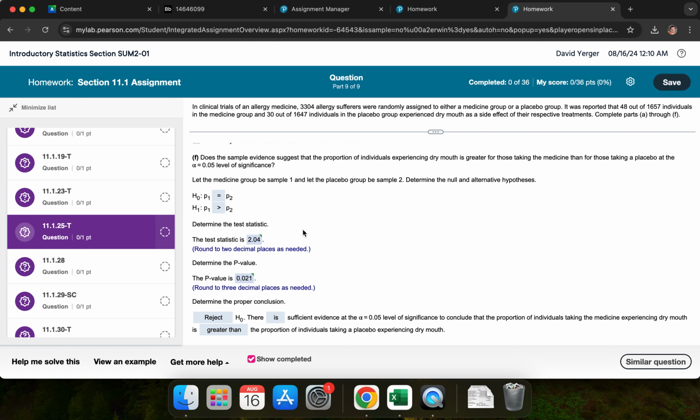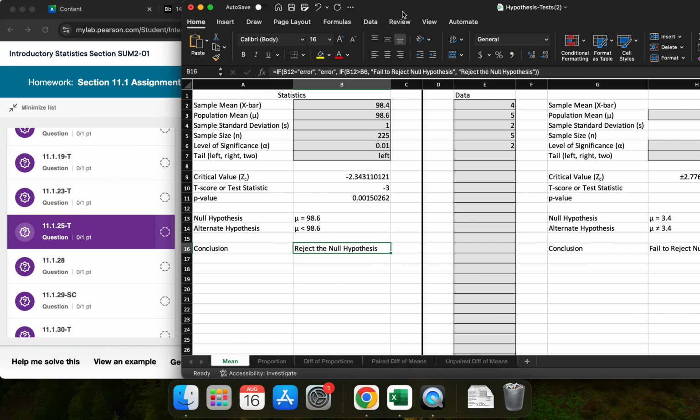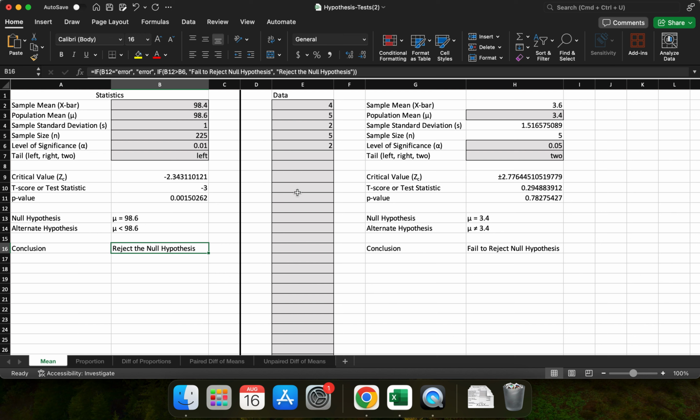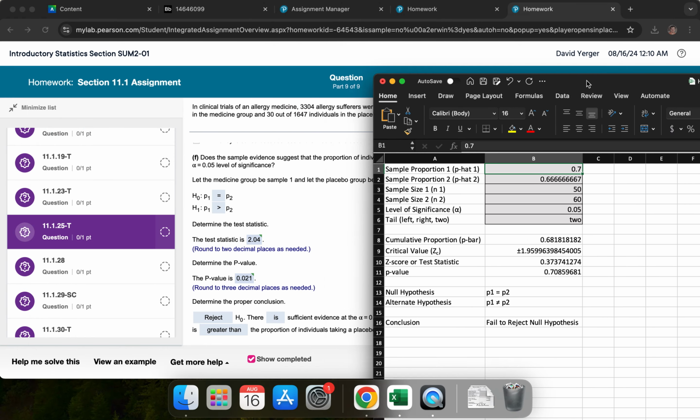And now we go to the Excel file. When you see something like this, something out of something else, that's telling us it's a proportion. It's giving us the number of successes out of the number of trials, in this case, the number of people who had dry mouth out of the whole number of people that went through the experiment, either with the medicine or the placebo. So we have two different proportions. So this is a difference of proportions here. And we have to fill in this information.